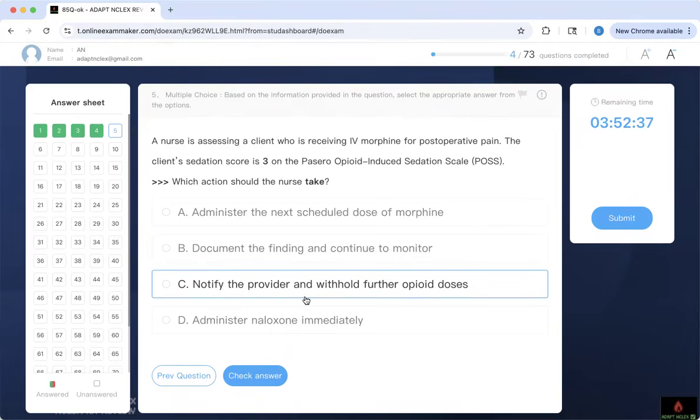They say the sedation score is 3. That means something is higher, right? Administer the next scheduled dose of morphine. Document the finding and continue to monitor. Notify the provider and withhold further doses. Administer naloxone immediately. There's something here. There is a scale. I have no clue.